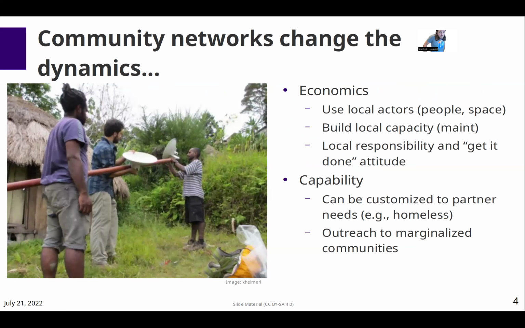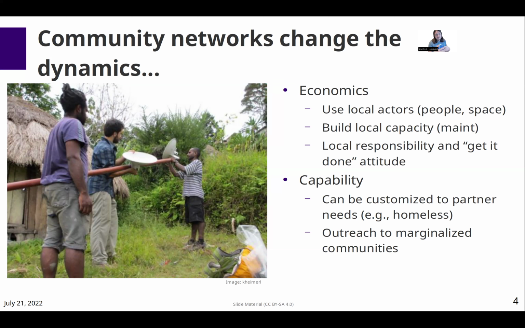And so what we do is we work on a space called community networks. Community networks are networks owned and operated by the kind of community organizations that work with these populations. And these fundamentally change the dynamics of access in a number of meaningful ways. On the economic side, they're much cheaper. They're able to use local actors, local space, get access to a roof for free, that kind of stuff.